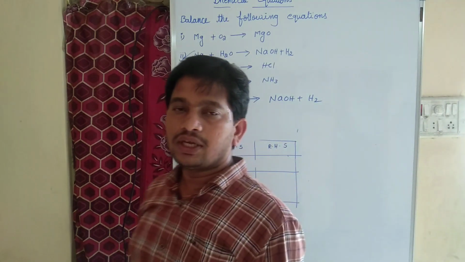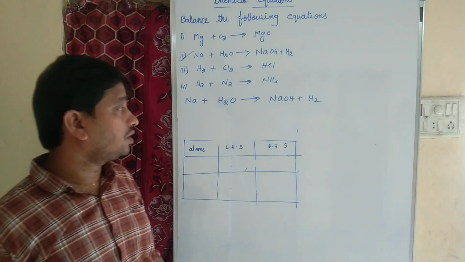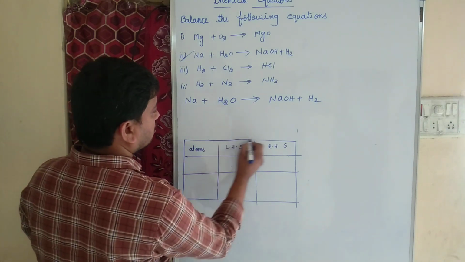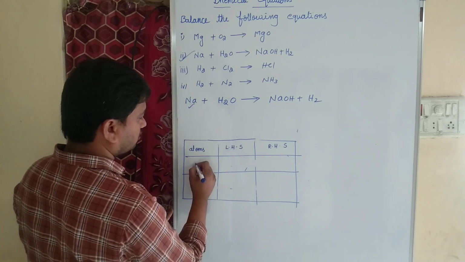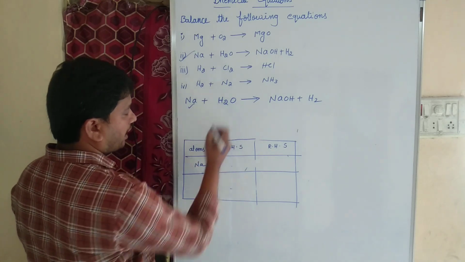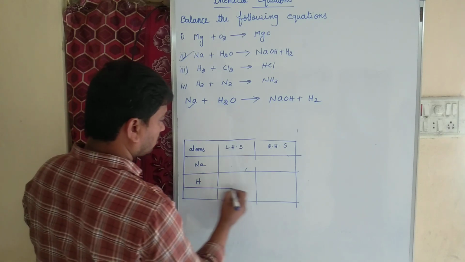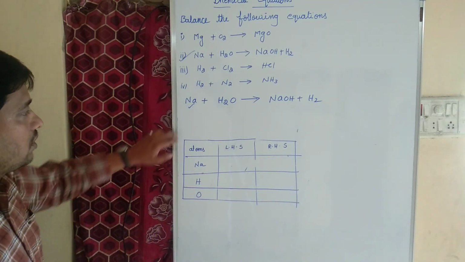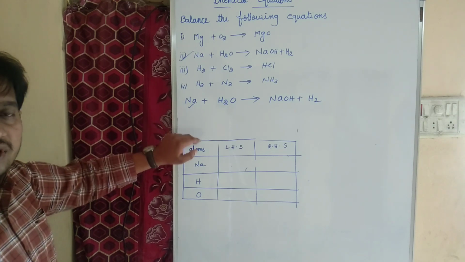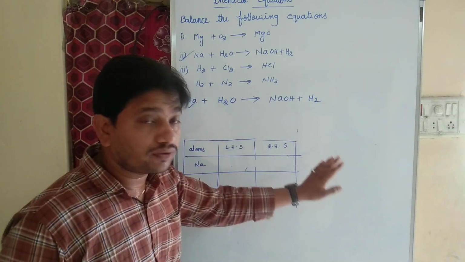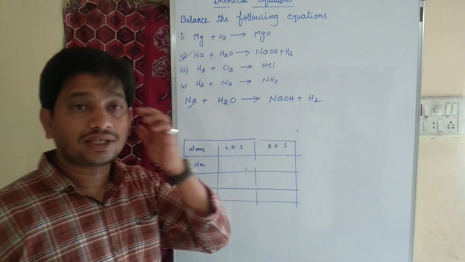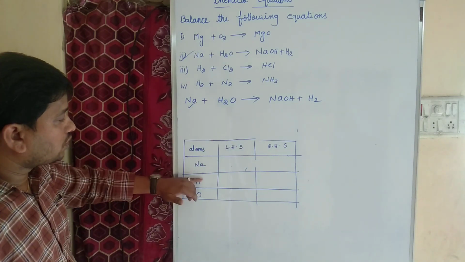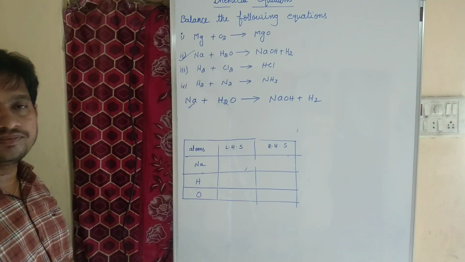Okay. Now let us see what atoms are present on the left hand side. On the LHS, we have sodium as well as hydrogen. Also we have oxygen. The same atoms are also present on the right hand side of the chemical equation. Here we have sodium atom, hydrogen atom and oxygen atom.